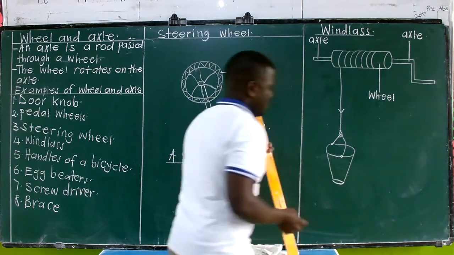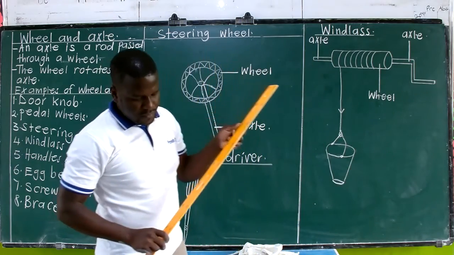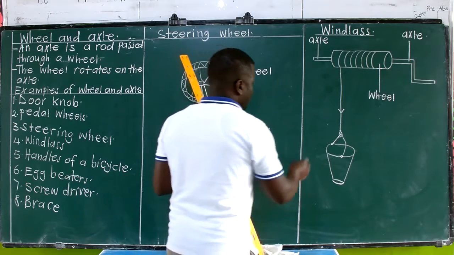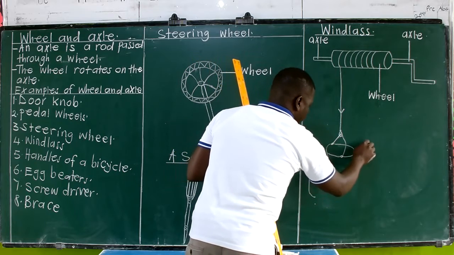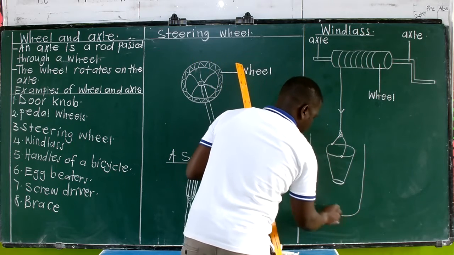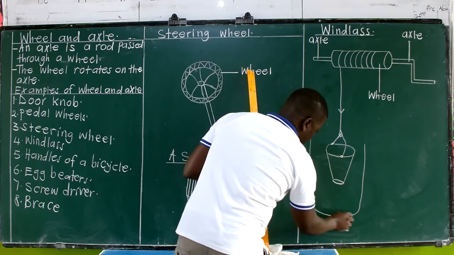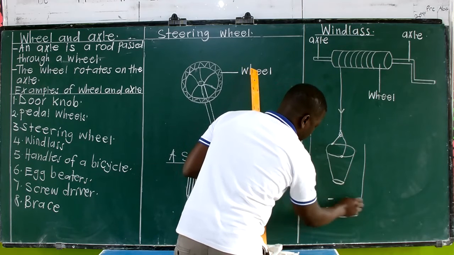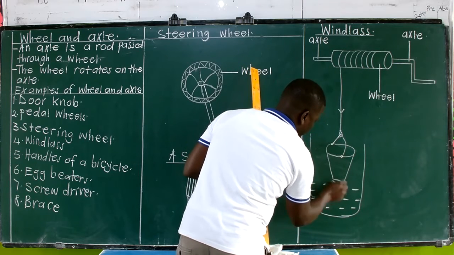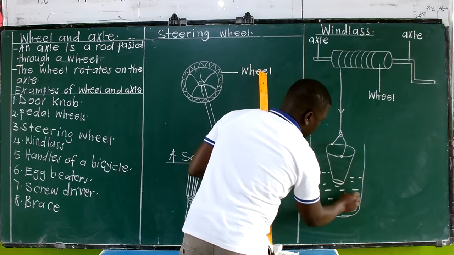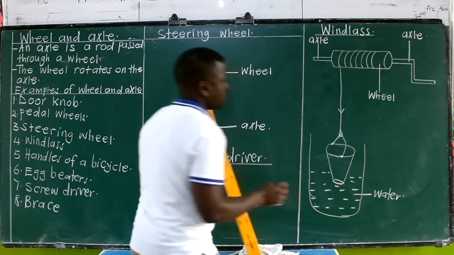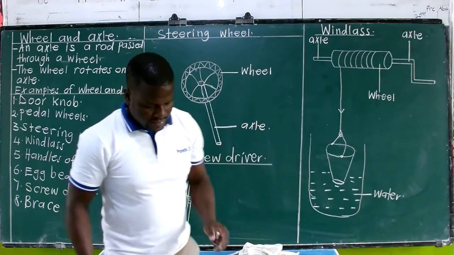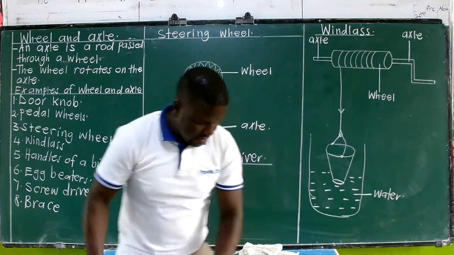Then this is the bucket of water. So basically it helps in drawing water from underground wells. So that is the diagram showing a wheel and axle.